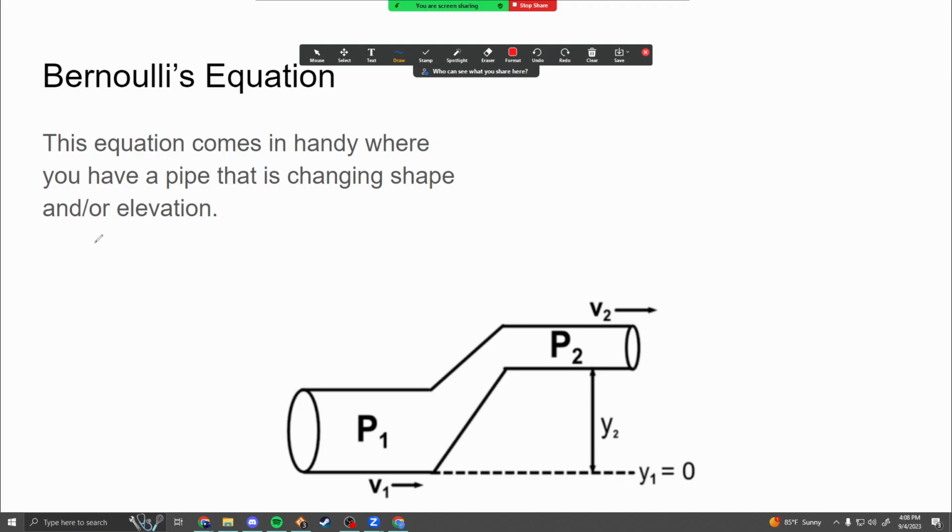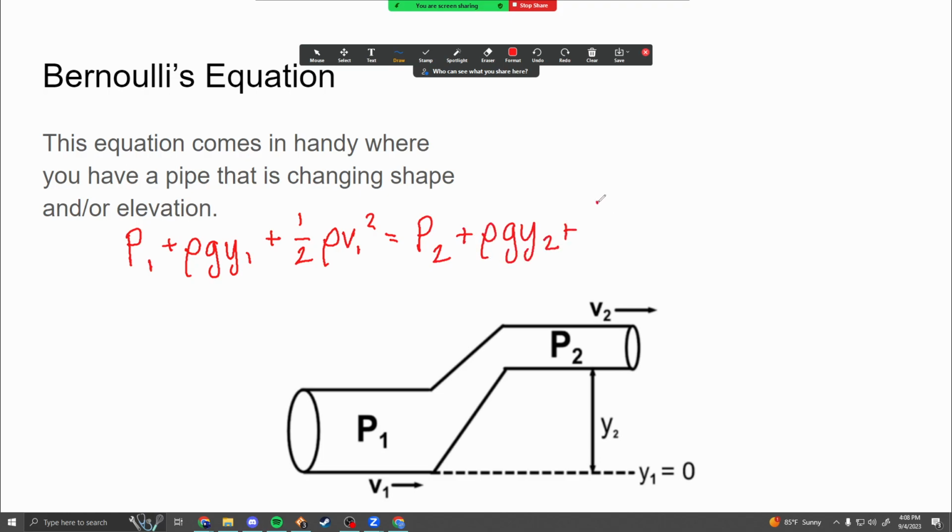So what this ends up looking like, if everything stays constant, then the pressure at 1 plus rho gy1. Remember, rho is the same because we're talking about a fluid that is not changing density. We're talking about an incompressible fluid. Plus 1/2 rho v1 squared is going to be equal to P2 plus rho gy2 plus 1/2 rho v2 squared.